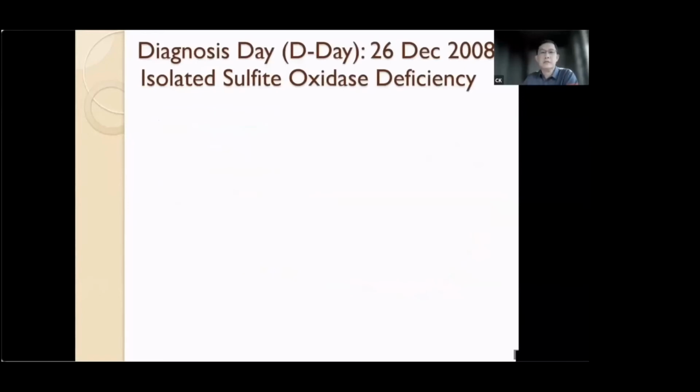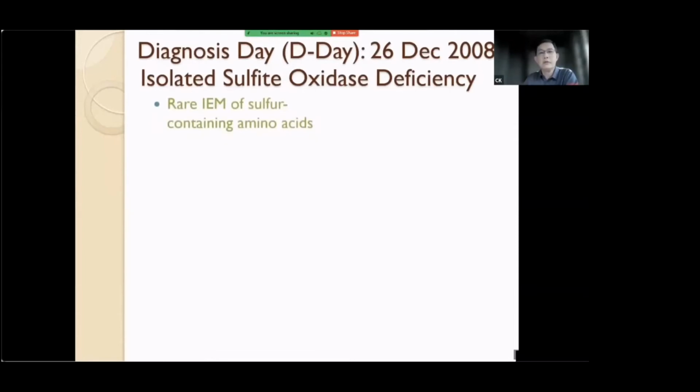26 December was D-Day, Diagnosis Day. Just like how the Normandy landing changed the course of history, the diagnosis changed our lives forever. The condition had a name: isolated sulfite oxidase deficiency. Not much was known about the condition, and there were approximately 50 cases in medical literature at that time.